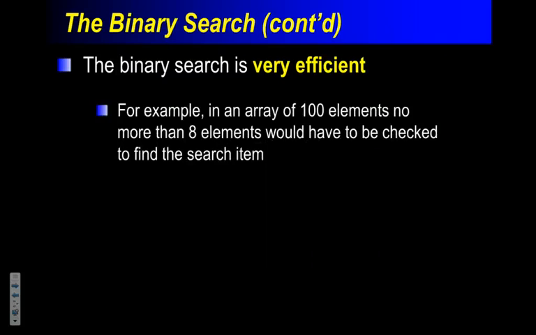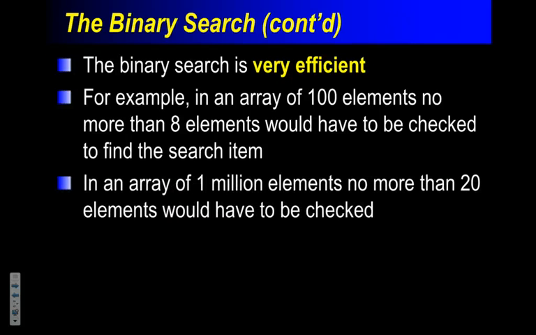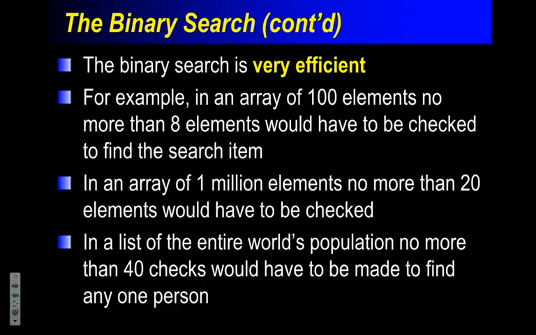It is extremely efficient. Here's some stats for you. In an array of 100 elements, 100 different values, it would take no more than 8 checks to find it. Now think of that compared to the linear search. The worst case scenario in the linear search would be 100 checks. So this is significantly more efficient, but wait, let me up this again. If we had 1,000,000 elements to look through, it would take no more than 20 checks to find the item we're looking for, versus the linear search, which would be 1,000,000 checks. Now, let me take it one step higher. If we had to search the entire world's population, no more than 40 checks would have to be done using the binary search. This is a lot more efficient.